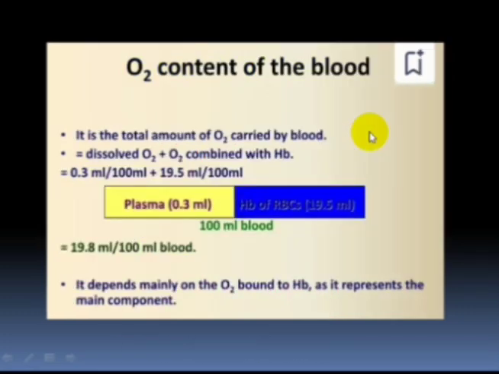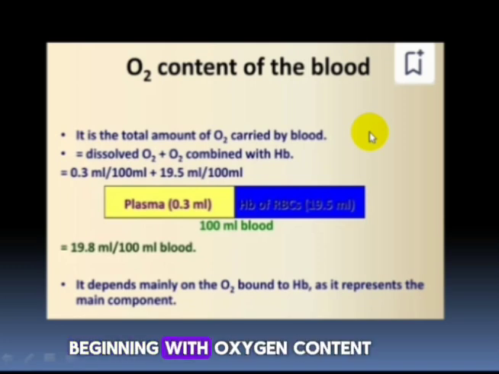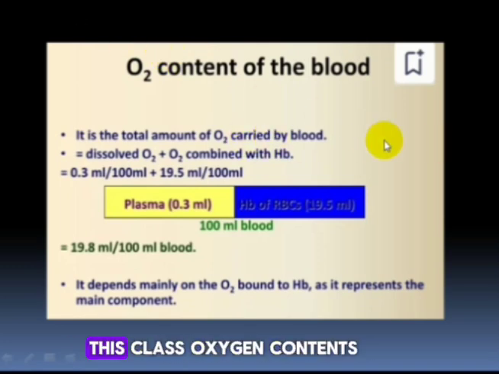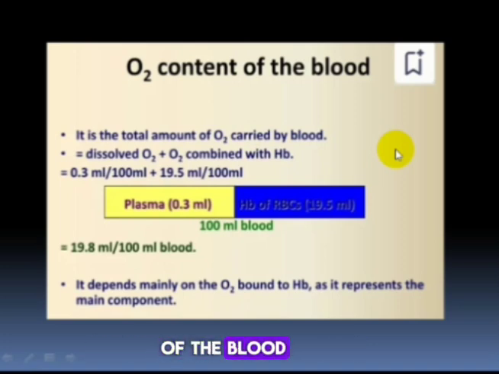Okay? So going forward, we need to look at some things, beginning with oxygen content in the blood. Very quickly, please. I'm going to define some of these terms very quickly. The oxygen content of the blood is defined as the total amount of oxygen carried by the blood.